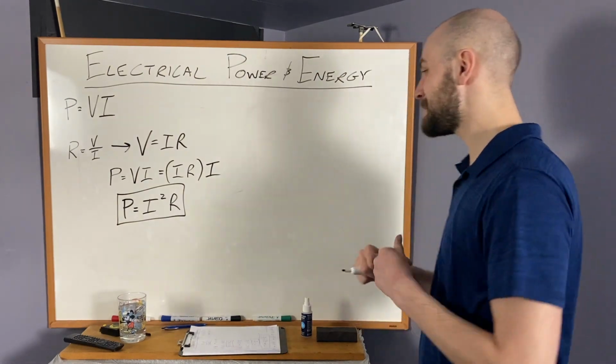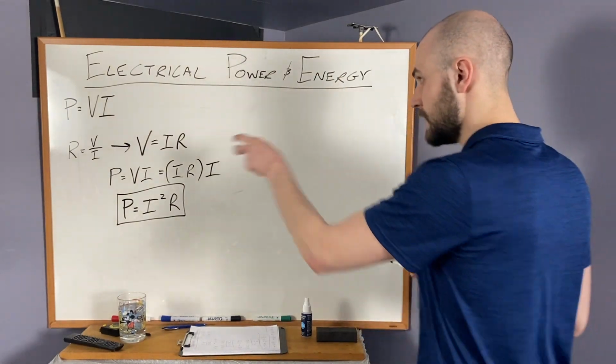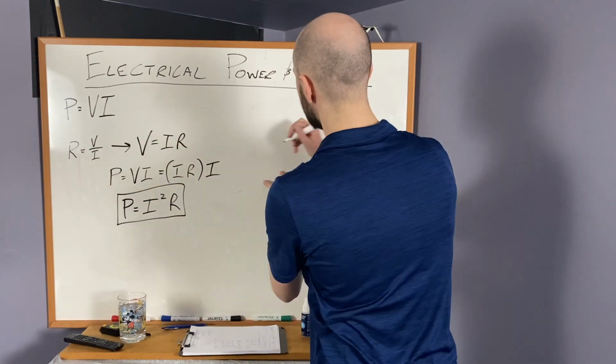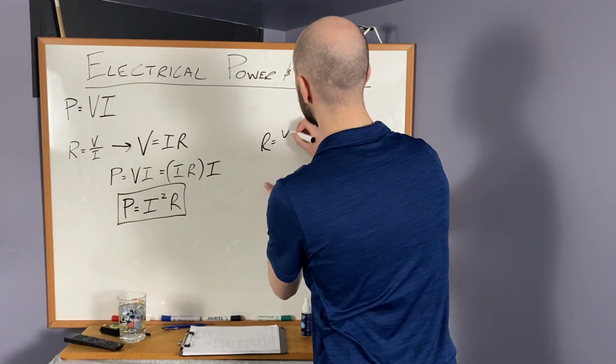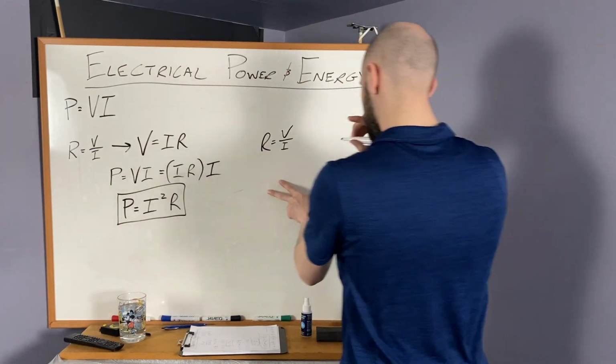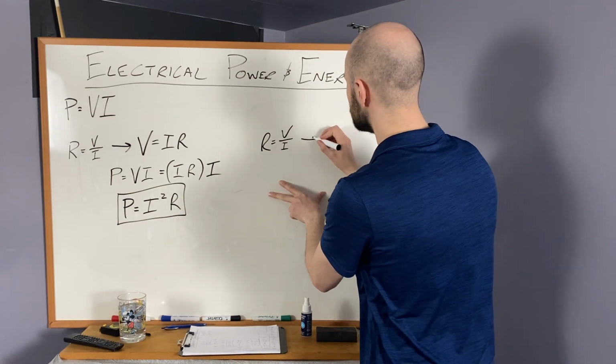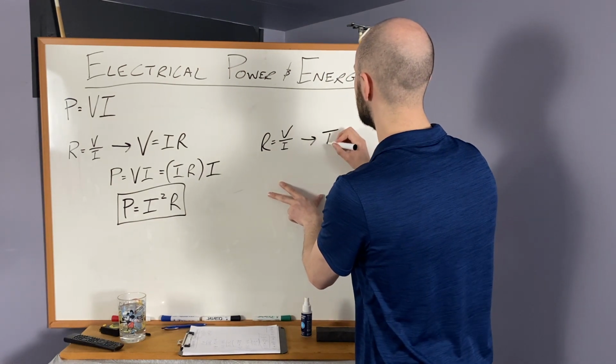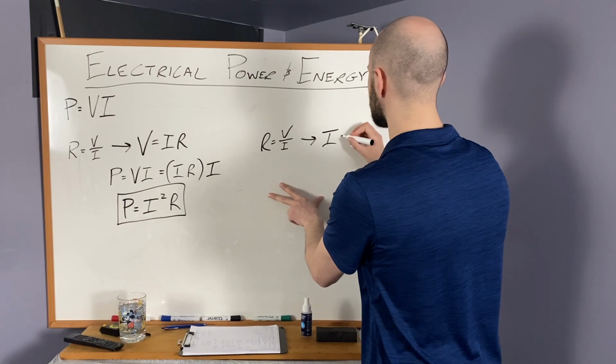Well, let's play around with the equations that we have. I'm going to do that over here. Again, we know Ohm's law is R equal to V over I. And rearranging this, I could get an expression for current.